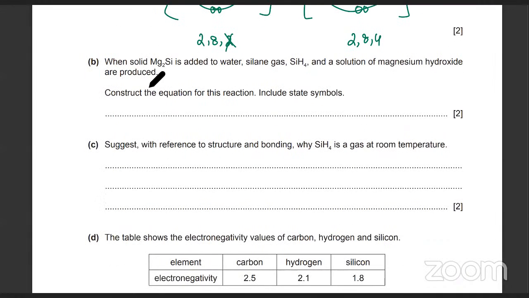So next, construct the equation for the reaction. It's going to be Mg2Si, sorry, they've already given you everything. So it's Mg2Si reacting with water, and silane gas is produced, which is SiH4, and magnesium hydroxide is produced, which is Mg(OH)2.